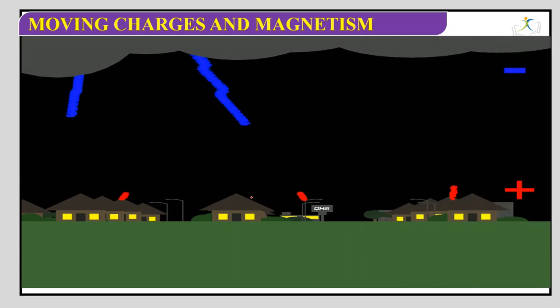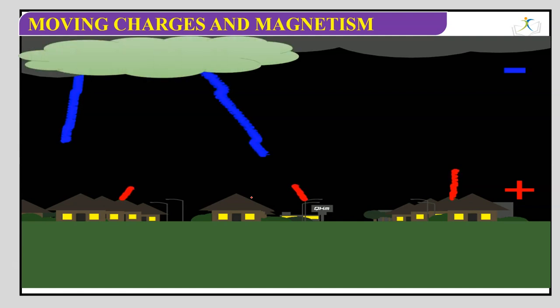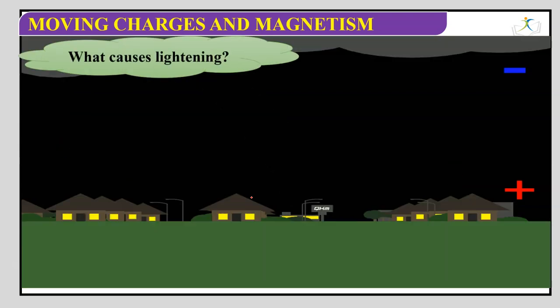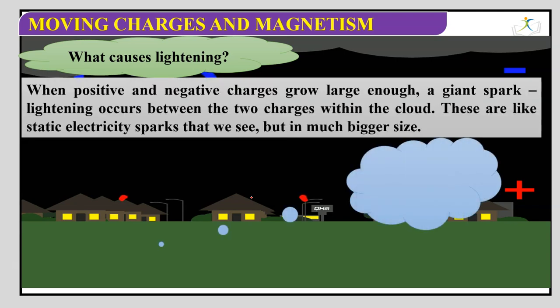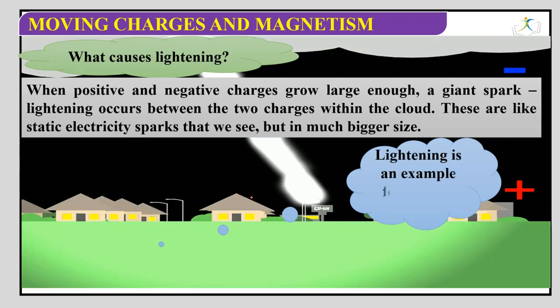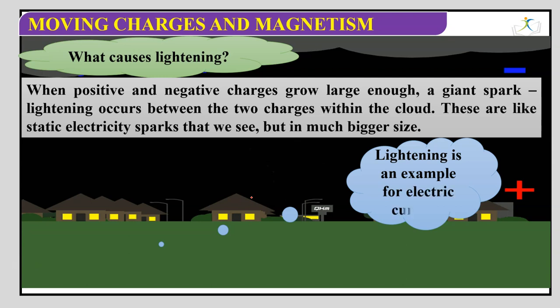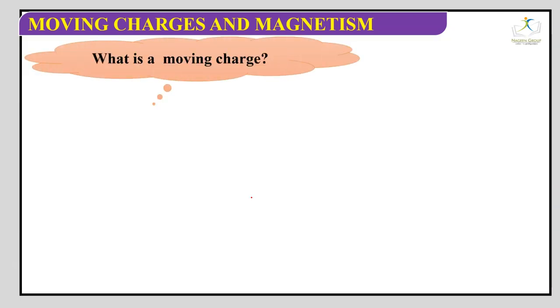You can see many electrical phenomena also. So, what causes lightning? When positive and negative charges grow large enough, a giant spark, lightning, occurs between the two charges within the cloud. This is like the static electricity spark that we can see, but at a much bigger size. Lightning is an example of electric current, which we saw earlier.